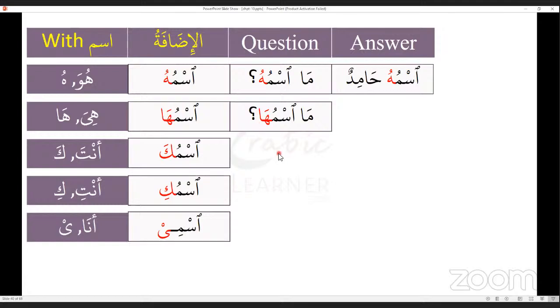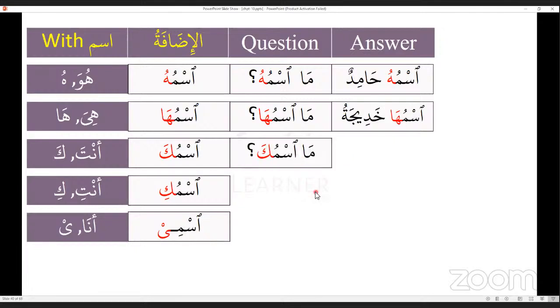Masmuha. What is her name? Give me a suitable answer with Ismuha Zainabu. Well done. Ismuha Zainabu or Ismuha Khadijatu. Yes. Ismuha Khadijatu.